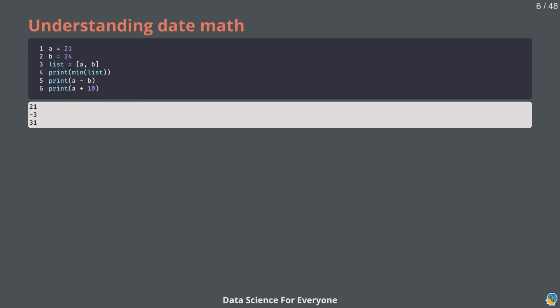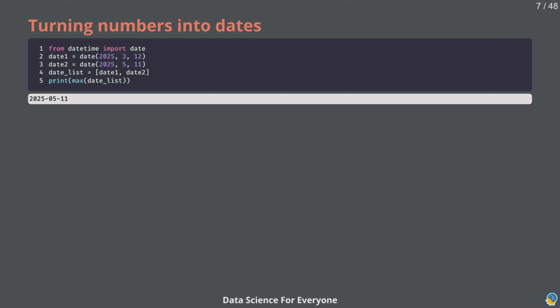Let's explore how to do math with dates. That means things like figuring out how many days are between two dates, moving a date forward or backward, and comparing which date comes first. If we pick two numbers, let's say 21 and 24, we can use Python to figure out which one is smaller. We'll store them as variables and place them in a list. Then we use the min function and Python will return the smallest one. In this case, that's 21. We can perform other mathematical operations on numbers as well.